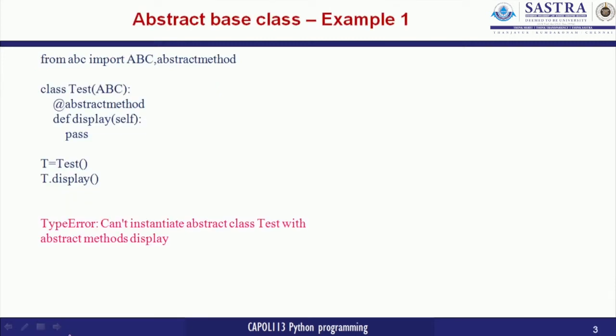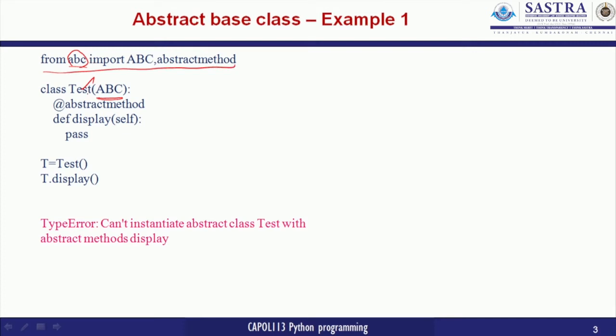In this example, I have considered one class called Test. I already told you that Python doesn't have direct implementation for the abstract base class, so my abstract base class should be a derived class of the predefined ABC class. ABC is nothing but an abstract base class itself. The ABC class definition is present in the ABC module. So before the class definition, first of all we have to import the ABC class as well as the abstractmethod from the ABC module.